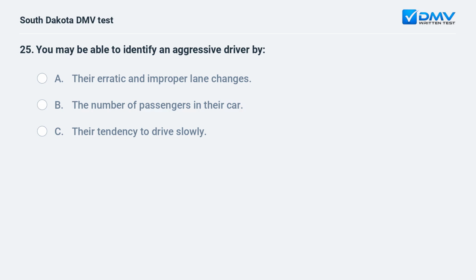You may be able to identify an aggressive driver by A. Their erratic and improper lane changes. B. The number of passengers in their car. C. Their tendency to drive slowly.